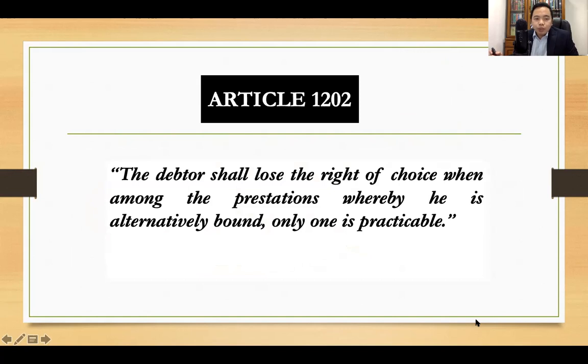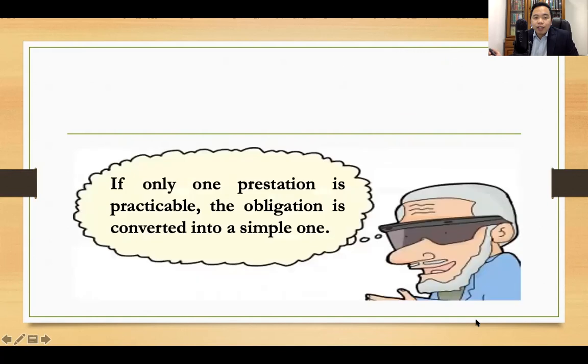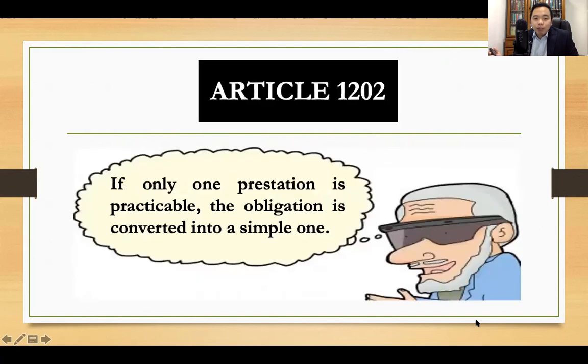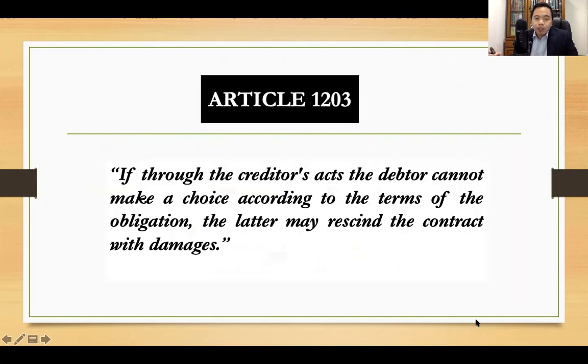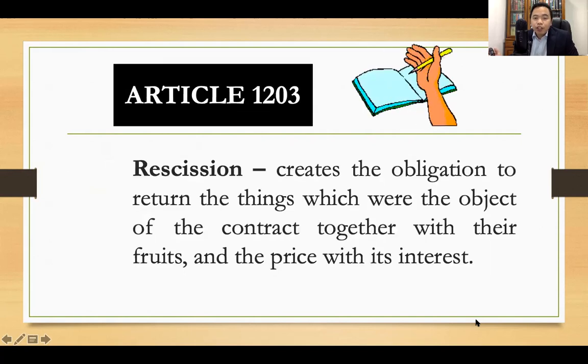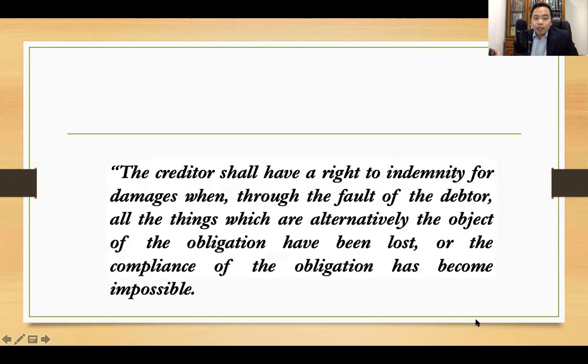Article 1202. The debtor shall lose the right of choice when among the prestations whereby he is alternatively bound, only one is practicable. Now, if only one prestation is practicable, then the obligation is converted into a simple one. Article 1203, if through the creditor's act the debtor cannot make a choice according to the terms of the obligation, the latter may rescind the contract and ask for damages. Rescission creates the obligation to return the things which were the object of the contract, together with their fruits and the price with its interest.